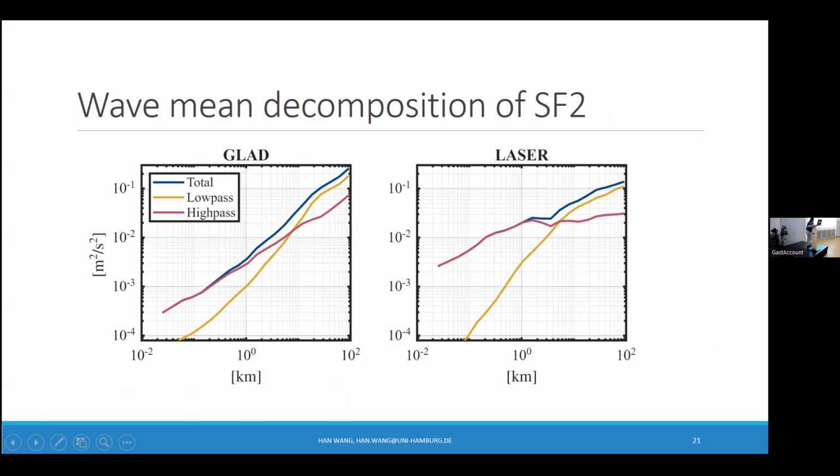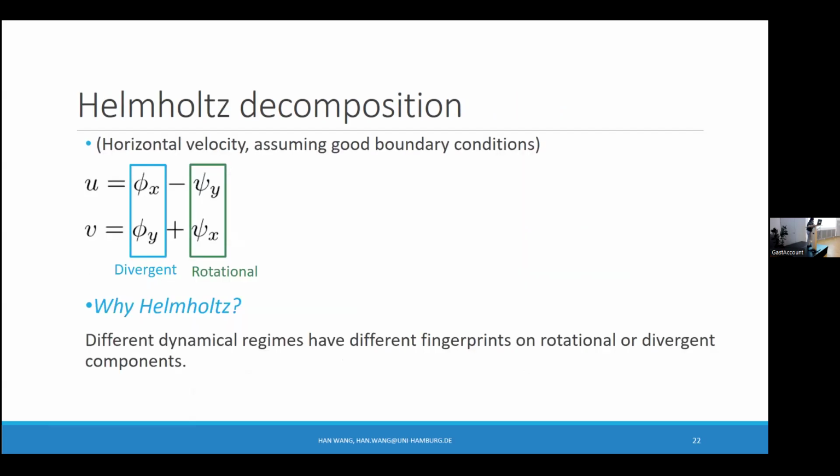So we do this to the GLAD and LASER data, and this is the wave mean decomposition we get for second-order structure functions. We see that in both cases, we seem to get results that make sense. The low-pass motions dominate at larger scales, and high-pass motions dominate at small scales. So this agrees with the textbook paradigm where waves should be at smaller scales and balanced flow should be at larger scales.